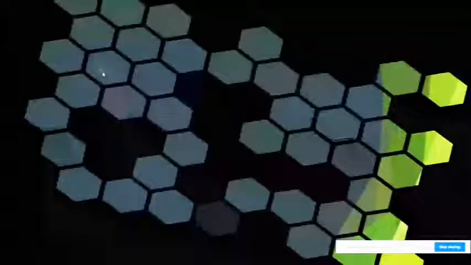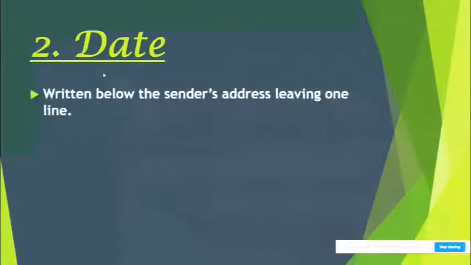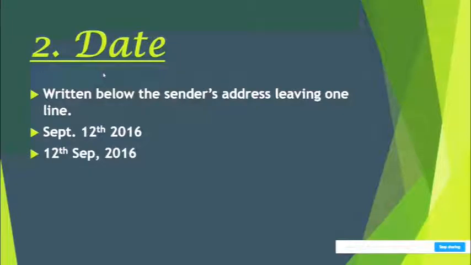Now, the second important part of a letter is the date. After writing the sender's address, we leave one line and then write the date. Because we are writing a formal letter, we have to follow the formal pattern of writing the date. We first write the month, then the date, and then the year, or otherwise we can write the date first, month second, and then the year. We should always keep in mind that only these formats should be used while writing a formal letter.